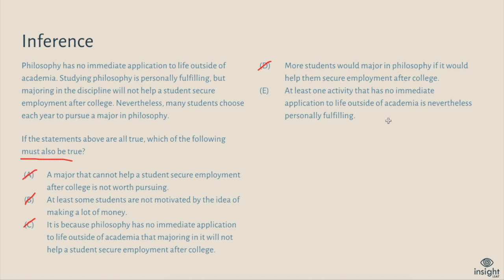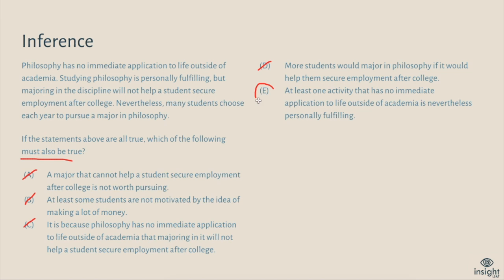E. At least one activity that has no immediate application to life outside of academia is nevertheless personally fulfilling. Okay, so a lot of elements that were in the statements, that's promising, right? At least one activity, referring to doing philosophy, that has no immediate application to life outside of academia is nevertheless personally fulfilling. Well, we see that there's an activity here that has no immediate application to life outside of academia, and that same activity is stated as personally fulfilling. So this is a link that we actually can make given what is in the blurb here. So that's your right answer.